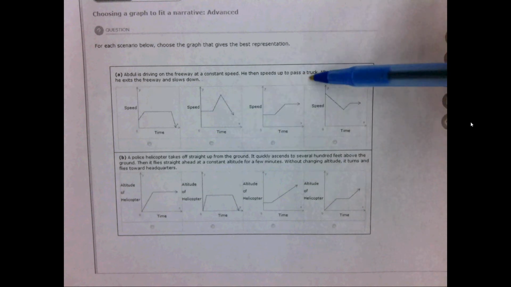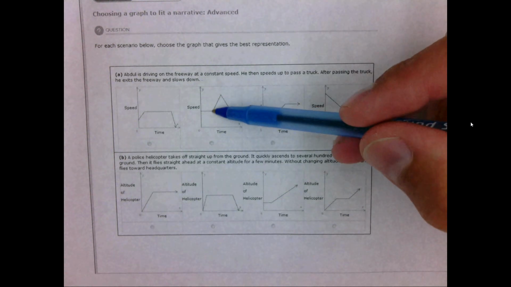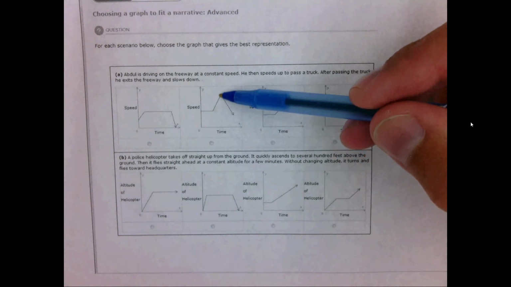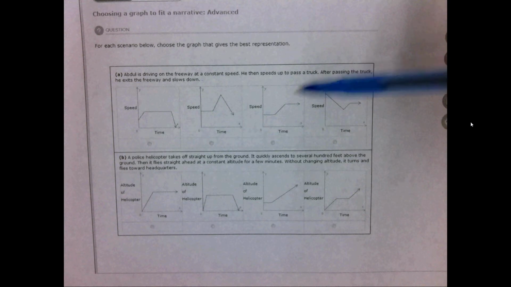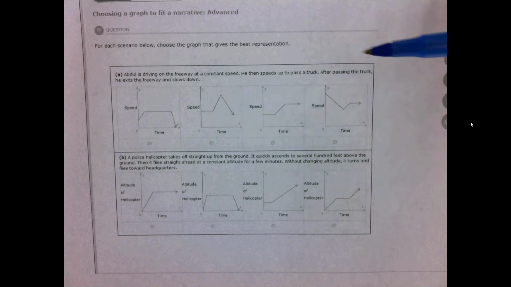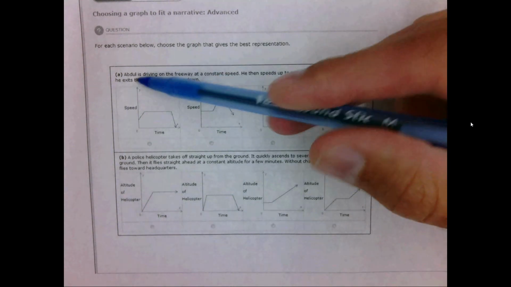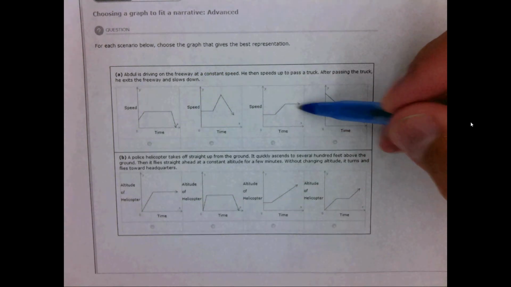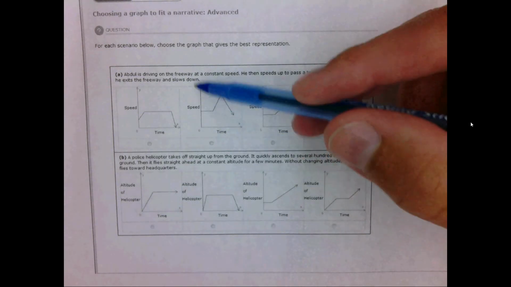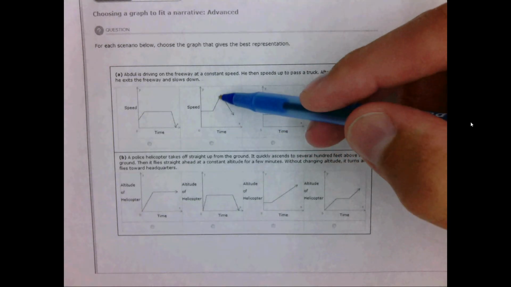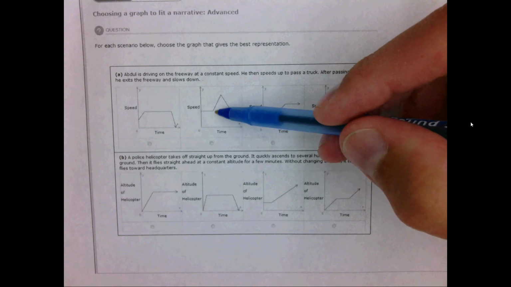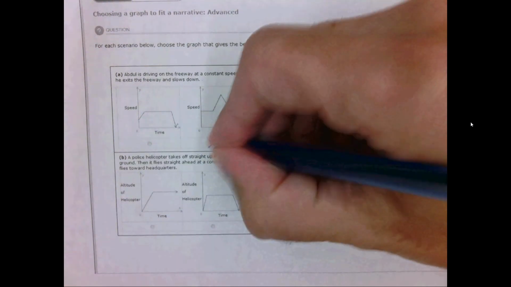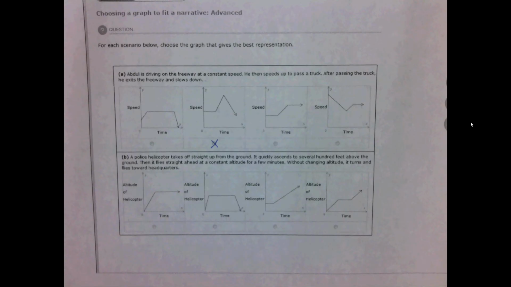He then speeds up to pass a truck. Therefore, the speed should have a positive slope because he's moving faster as time increases. That occurs again in both of these cases. After passing the truck, he exits the freeway and slows down. In this case, this would be a constant speed after passing the truck, but what Abdul actually did was slow down. So constant speed, sped up to pass the truck, slowed down to exit the freeway. This is the correct relationship here.